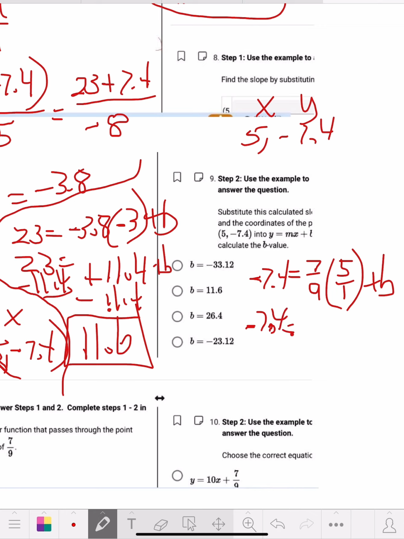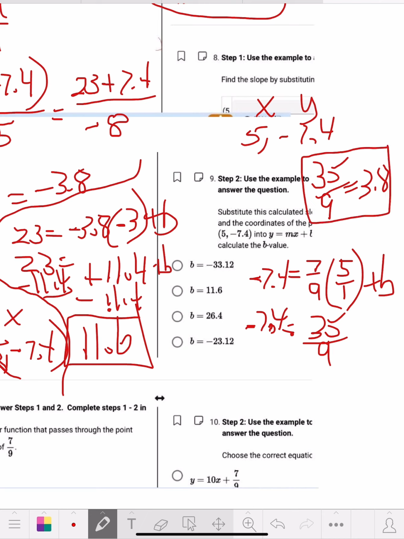So what we have here is negative 7.4 equals, now we multiply 7 ninths times 5 ones, which is 35 ninths. But you know what I didn't like? I didn't like having a fraction and a decimal. So I took the 35 ninths and broke that into a decimal, and it's 3.8. That was a little easier for me, so that way I'm not working with a decimal and a fraction. Now all I did was take the 7.4 and subtract 3.8. But what I come up with is 11.28. But they don't have that as an answer.